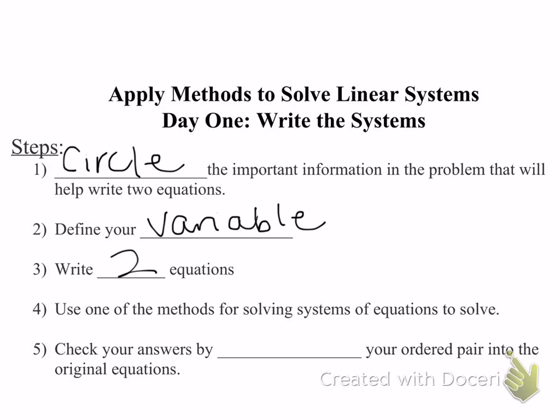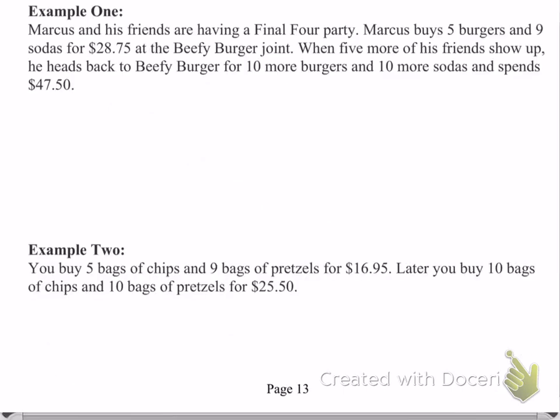And remember, you can use any method to solve, whether it's graphing, substitution, elimination, anything. And then lastly, you can check your answers by plugging them back in. So plug in your ordered pair to the original equations to make sure you are correct. So those are your main steps. The biggest 2 are defining your variables and making sure you have all of that set up correctly.